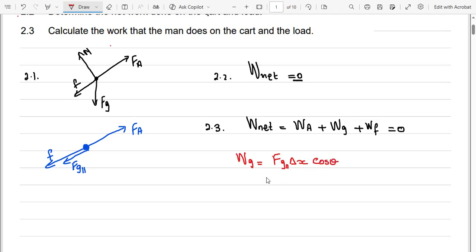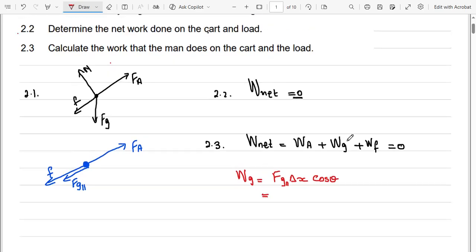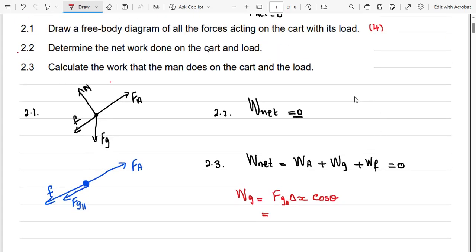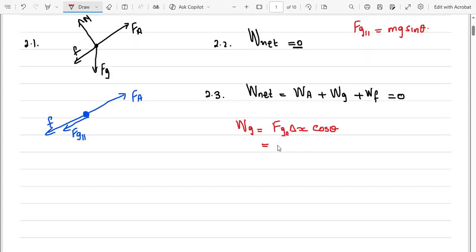So if I rewrite this equation, the FG parallel, we know that it's going to be, let me write this down, FG parallel is equal to mg, the sine of theta. Okay, let me put this down here. This is mg, the sine of theta times the cos theta. Then you're going to do your substitution. Make sure that you substitute correctly.